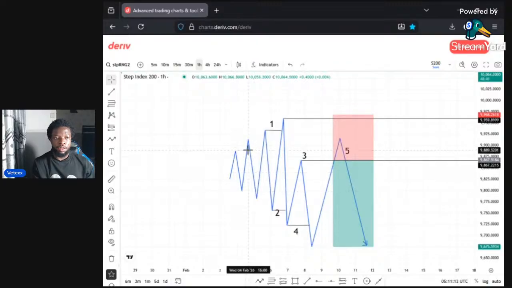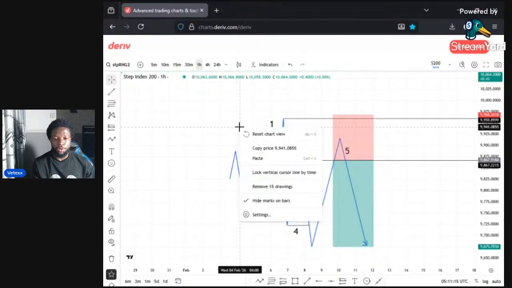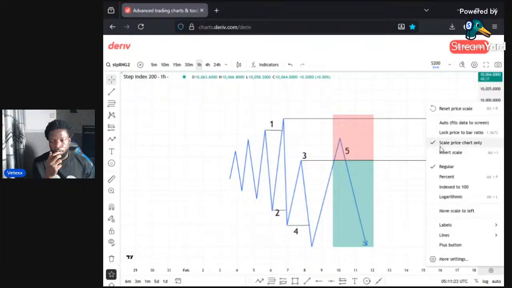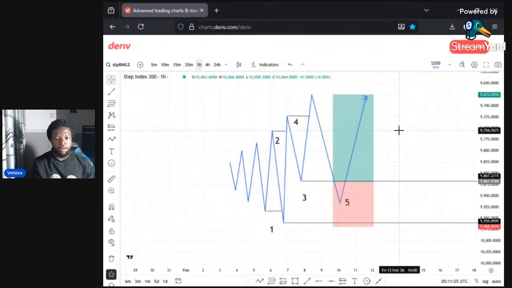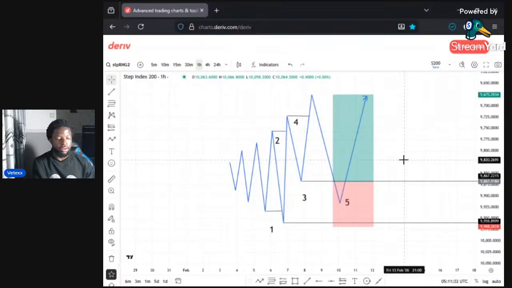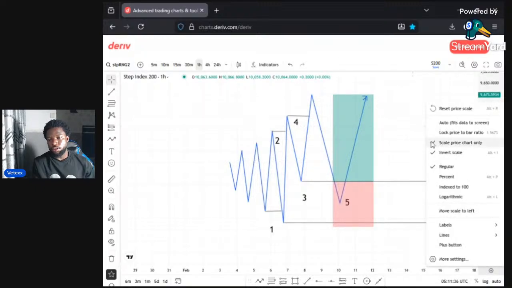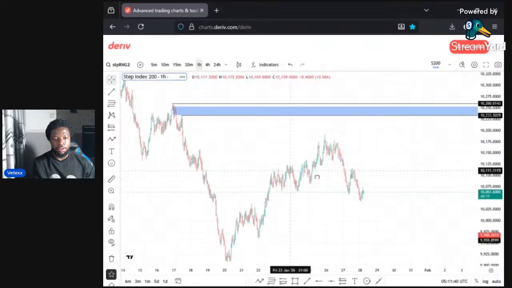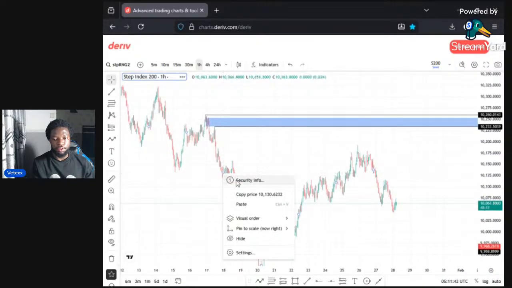So now we are done with this illustration. The same thing you look out for when you want to sell is the same thing you look out for whenever you want to buy. Okay, so it's as simple as this. All right, so let's check out the pairs that we are going to be analyzing today, and let's see what we have. Okay, let's see if there's something coming up.